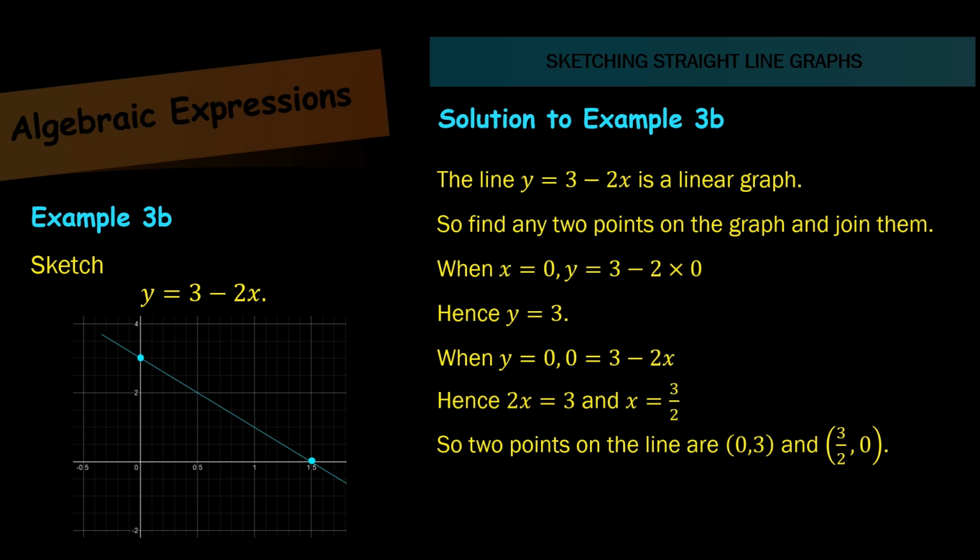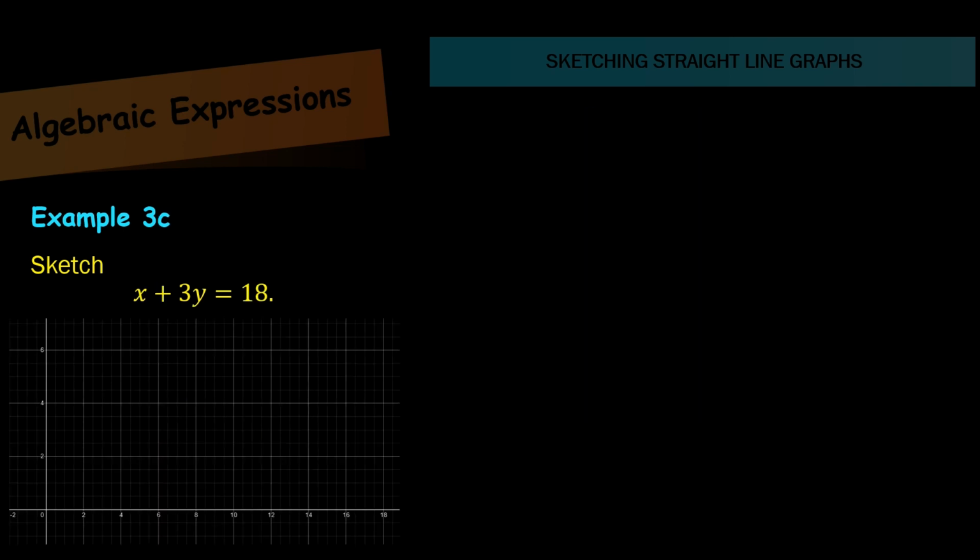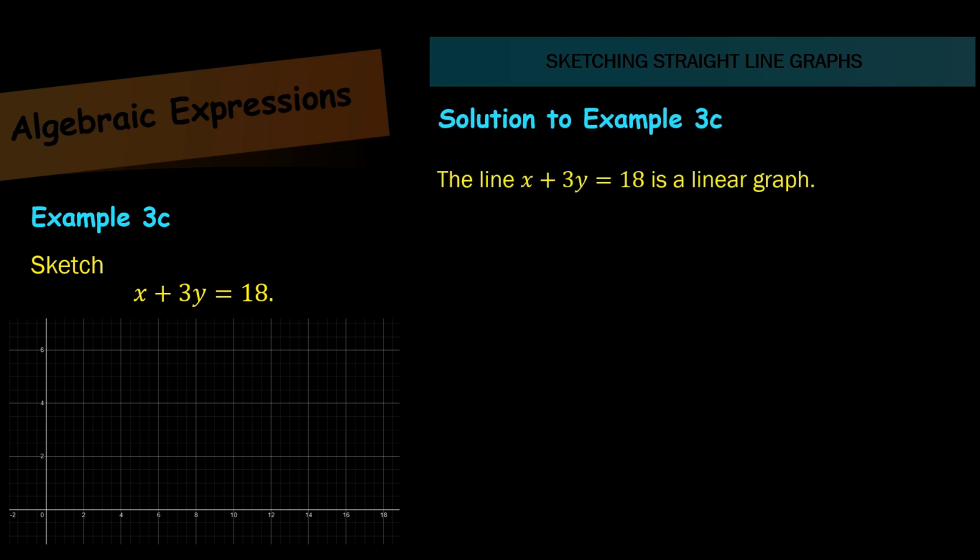Now let's take a look at another example. We are required to sketch x plus 3y equals 18. Pause the video and have a go. Press play when you're ready to view the solution. Again, x plus 3y equals 18 is linear. We find any 2 points on the graph and join them to sketch our graph.